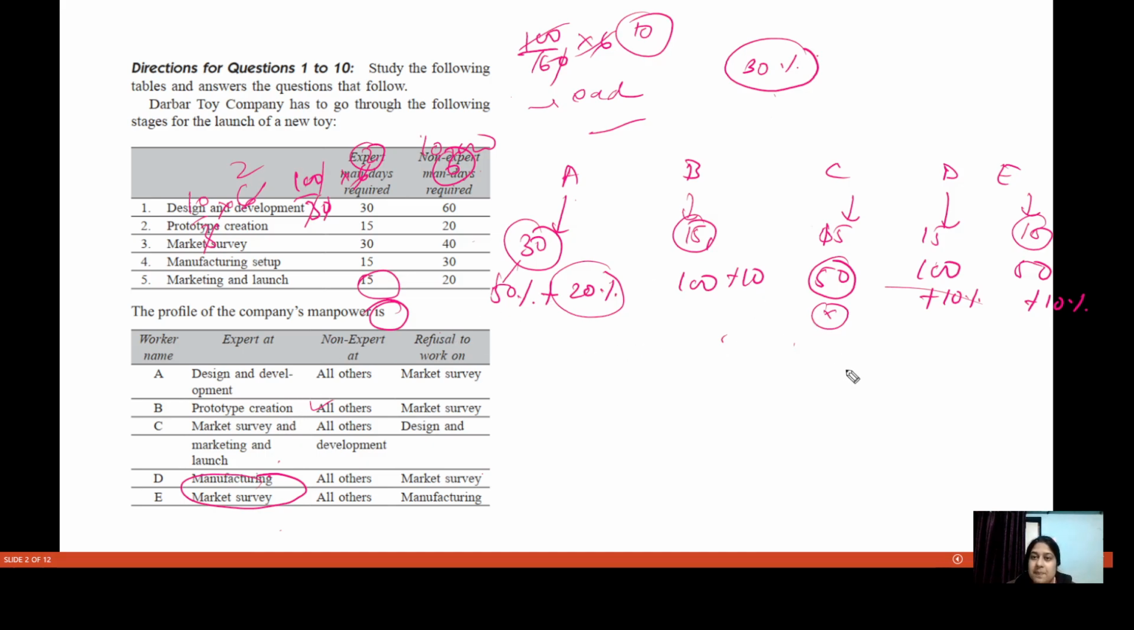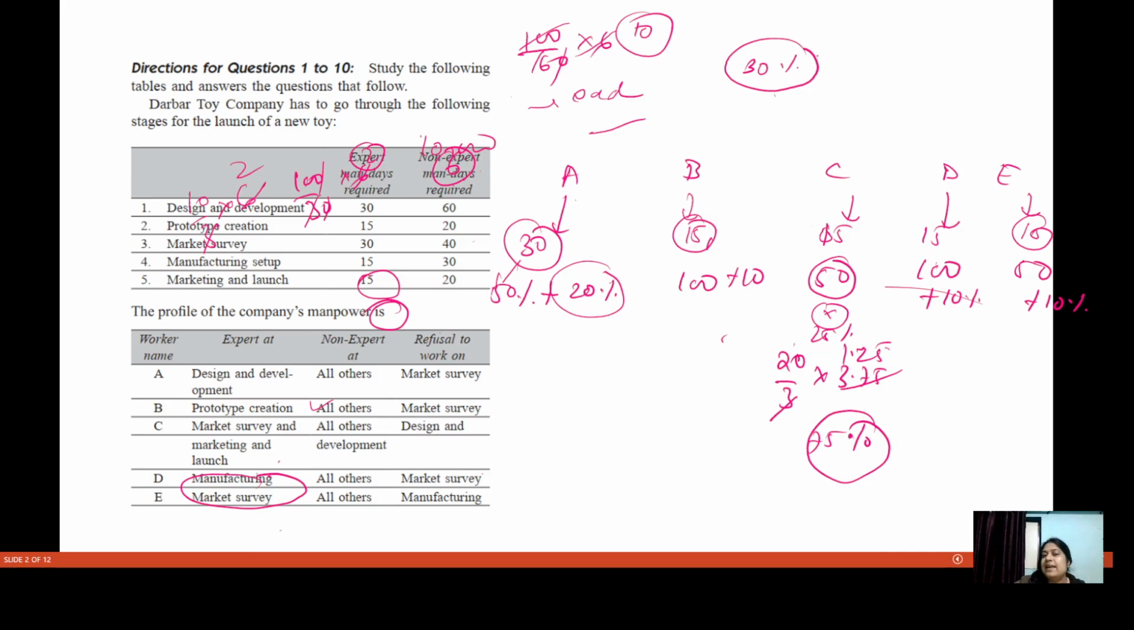He is doing, this C person, 20 by 3 into 3.75. So this will come to be 1.25, and this will come to be 25% of the work. So actually C is doing 75% of the work.